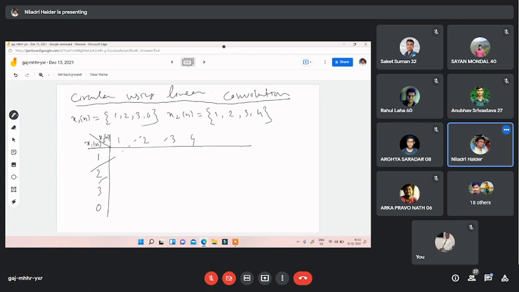How? Simply do the multiplication. 1 into 1 will be 1, 1 into 2 will be 2, 1 into 3 will be 3, 1 into 4 will be 4. 2 into 1 is 2, 2 into 2 is 4, 2 into 3 is 6, 2 into 4 is 8, 3 into 1 is 3, 3 into 2 is 6, 3 into 3 is 9, 3 into 4 is 12. And 0 multiplied by all the values gives 0.